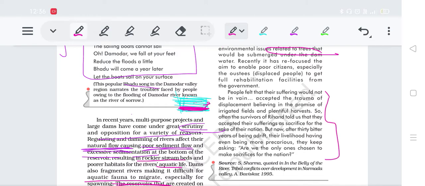So, this is not important, but let's read it. People felt their suffering would not be in vain, and accepted the trauma of displacement, believing the promise. See, let me explain. In Narmada Bachao, first they argued that there are a lot of trees that would submerge in the water. Then they changed to say that poor citizens have to migrate. So these are the reasons for the Narmada Bachao Andolan, or Save Narmada movement.